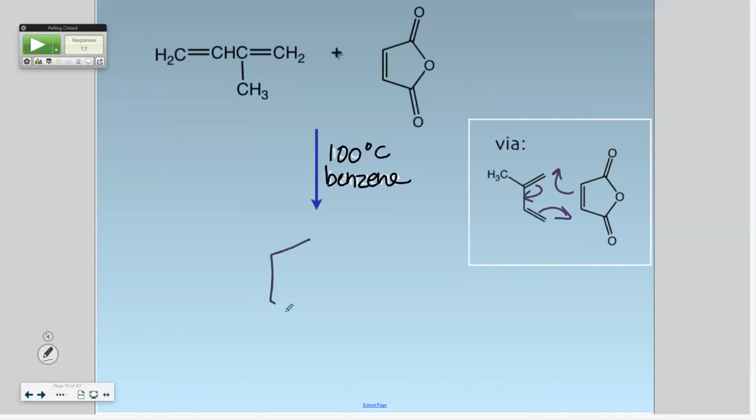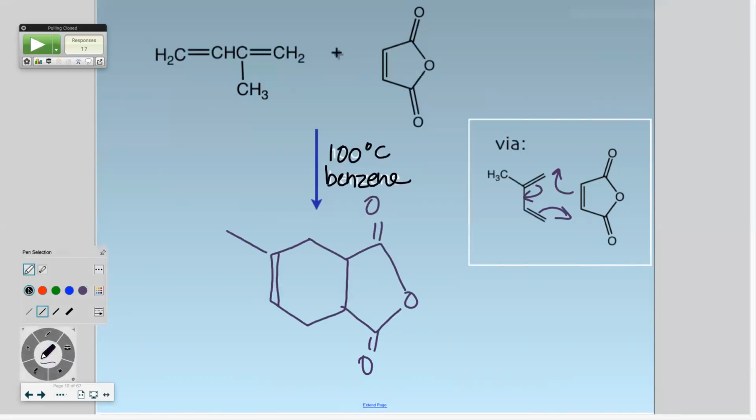All right, so is this what you got? Everybody see that? Wow, we got 2 rings fused now. Cool, don't worry about naming it. Just worry about drawing it. Okay, so this was our new bond, and this was our new bond. Okay, ready for the next one?